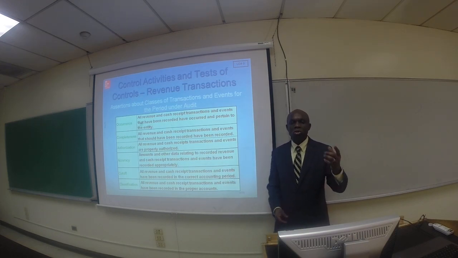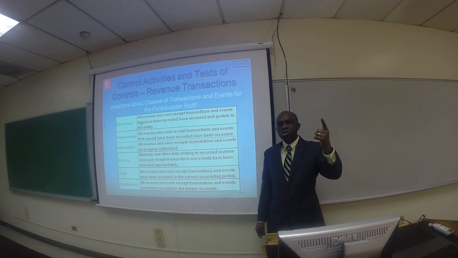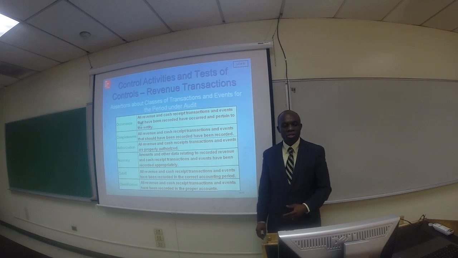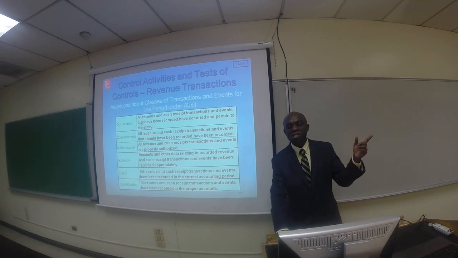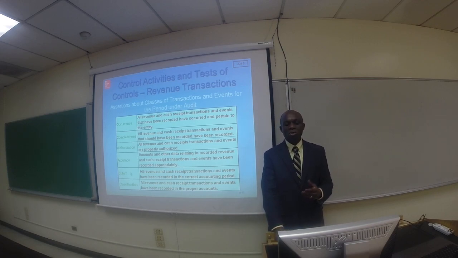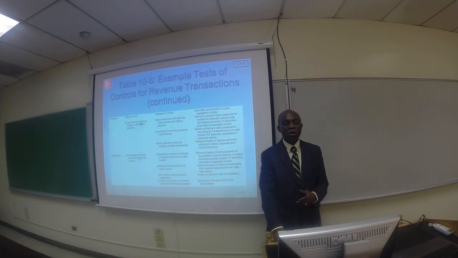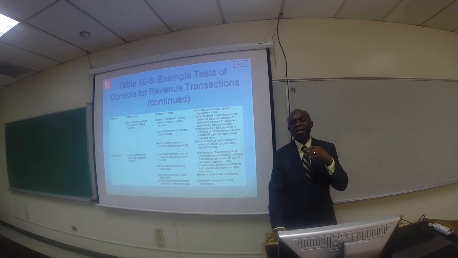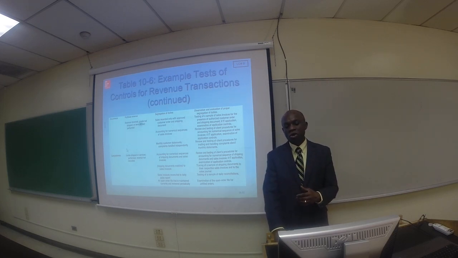What are some of the assertions? Occurrence. Do the transactions actually occur? Which transactions are we talking about here? Of course, revenue. Are they complete? Is every transaction recorded? Authorization. Were they properly authorized? Accuracy. Is revenue recognized accurate? So here we are talking about classes of transactions and events for the period under audit. Cutoff. Was cutoff properly done? The classification, are they properly classified? So we have to go through all of this. So now, take a look at some example of tests of controls for revenue recognition.